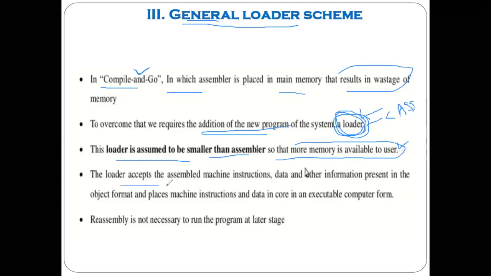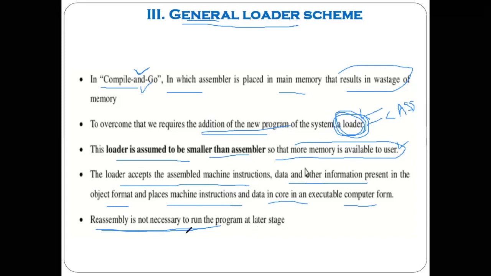So the loader accepts the machine instructions and the related data information present in the object format, places that machine instruction and data into executable form, and loads it into the main memory. In this case, reassembling is not required, which we require in case of the compile and go loader. Reassembling or recompiling is not required because here the assembler, compiler, or generally the translator is not part of the main memory. It is part of the secondary memory, and you know the secondary memory is non-volatile, a permanent storage.